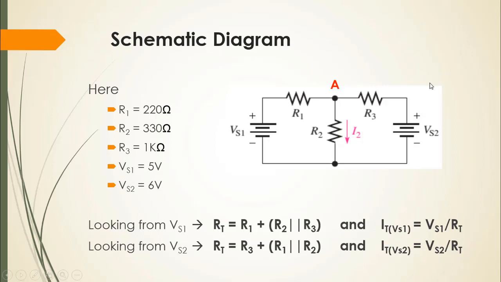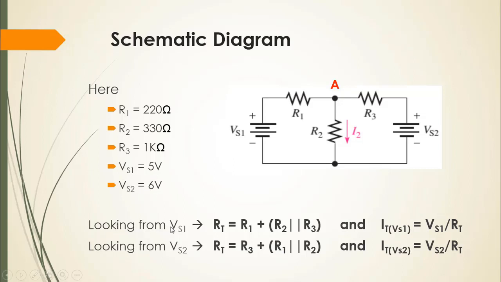The circuit we have considered for this lab comprises three resistances and two voltage sources. Resistances are R1, R2 and R3. The values of the resistances are R1 equal to 220 ohm, R2 equal to 330 ohm, while R3 is equal to 1 kilo ohm. We have considered two voltage sources named VS1 and VS2, and the values of these voltage sources are 5 volt and 6 volt respectively.